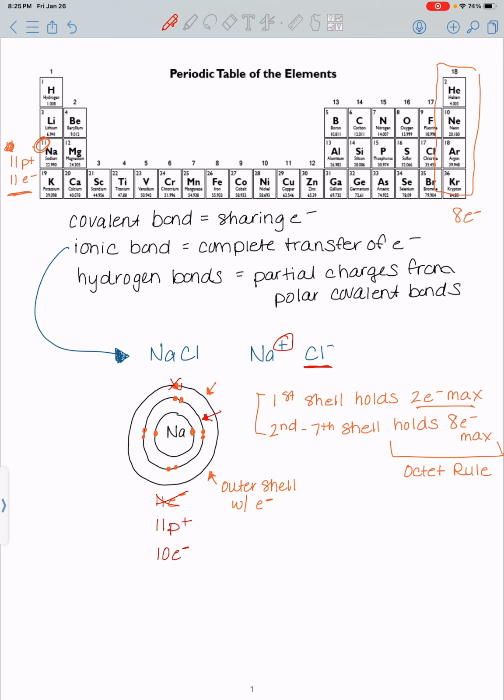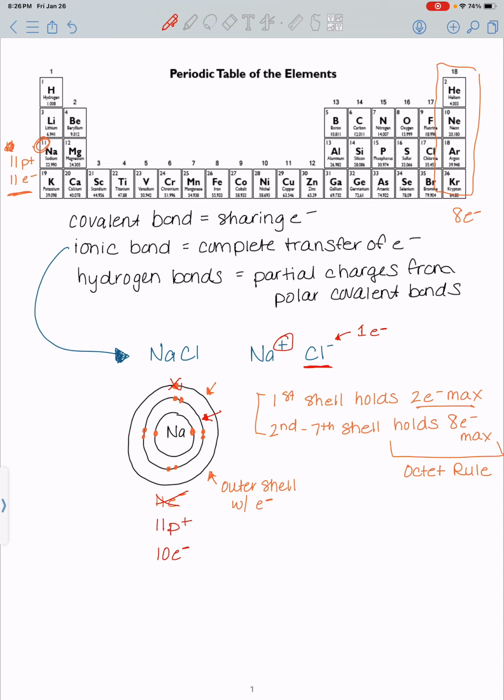It donated the electron to chlorine, so that negative charge up there means that it accepted 1 extra electron, and now it has one more electron than the number of protons that it originally had.